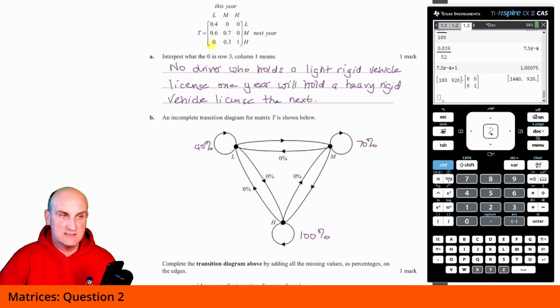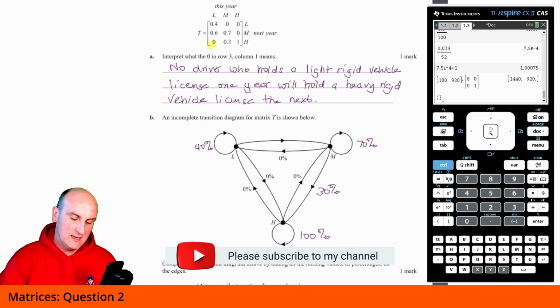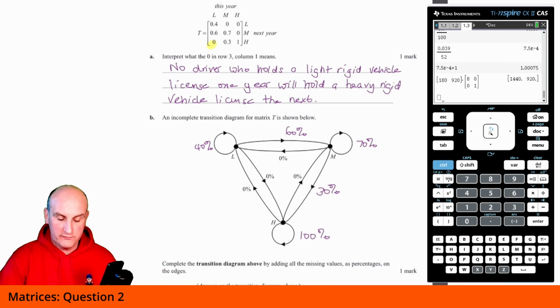What else have we got here? So M to H, we need M to H. M this year to H next year is 30%. And again, all I'm doing is reading these values. And there's one more here, which is L to M. L to M is 60%. And I'm fairly sure that is all the values that we are missing.